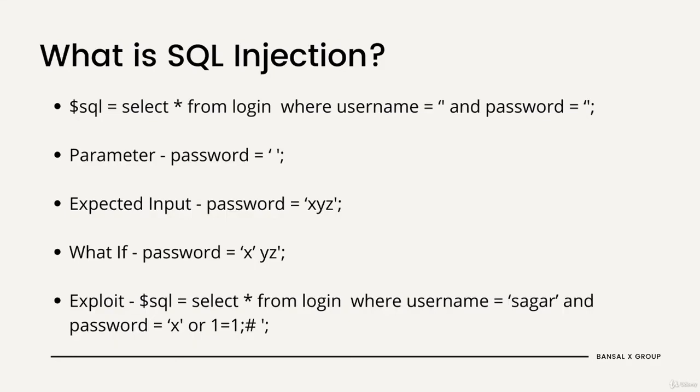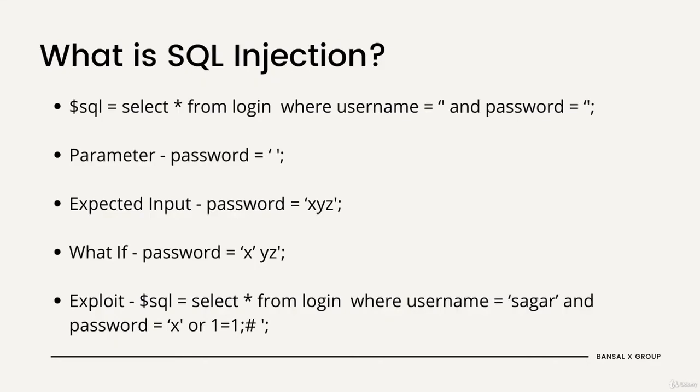But a hacker like me will not give XYZ. I will give X single quote YZ. Now, do you see what just happened there? That X was supposed to be closing with XYZ and then that single quote. However, I just added a single quote and now I have two statements, password equals X, and then there is another statement which is Y, Z and single quote.